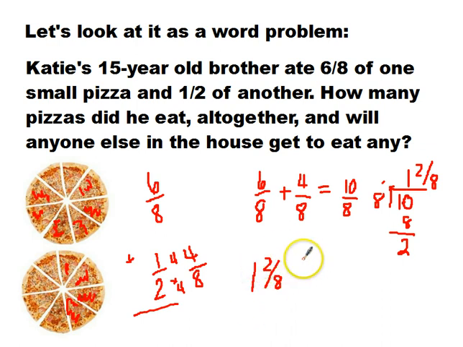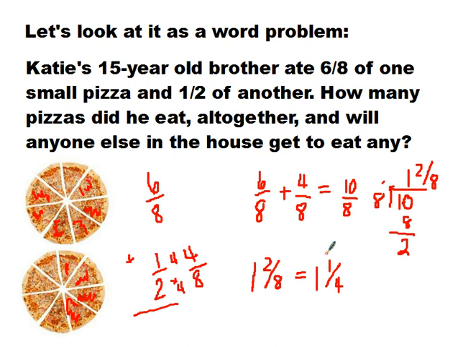Oh, by the way, 2/8 can be simplified. If they're both even, you know you can divide them at least by 2. 2 doesn't divide by anything but 2, so I know that's the number I need. 2 divided by 2 is 1, and 8 divided by 2 is 4. So our final simplified answer for the first part of the question is he ate a total of 1 1/4 pizzas.